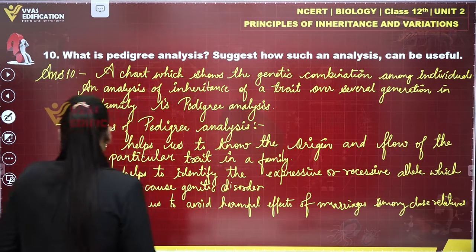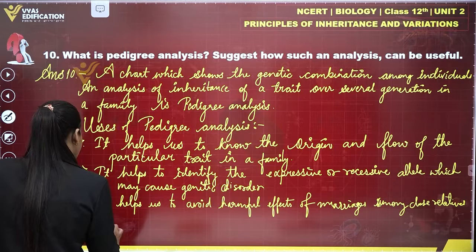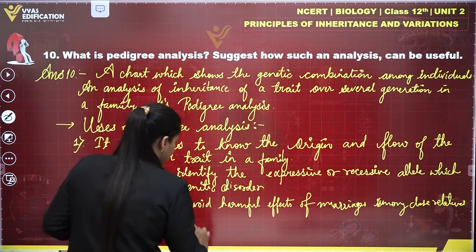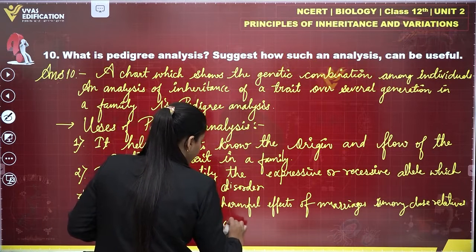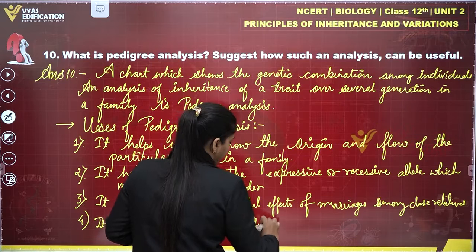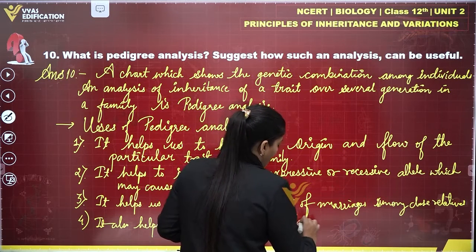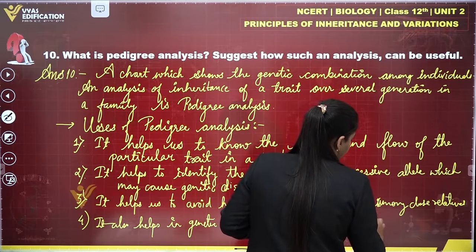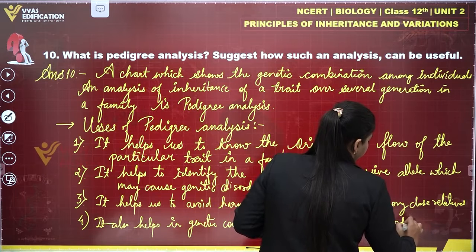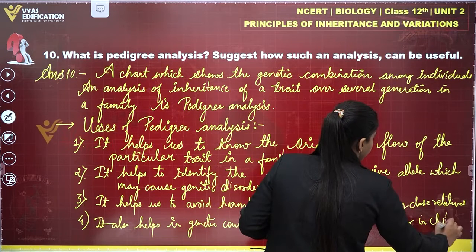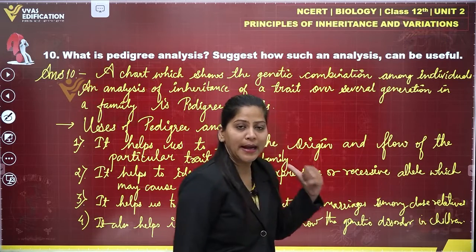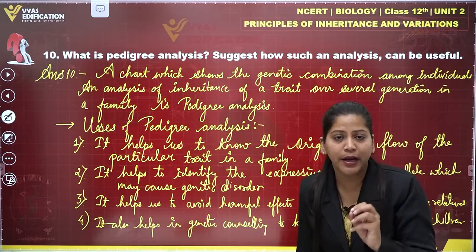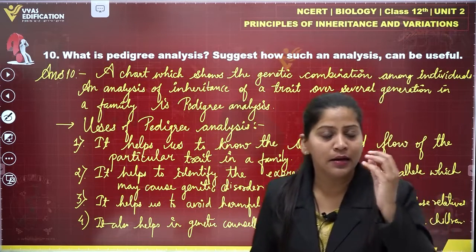Alright, and last but not least, it also helps in genetic counseling, to know the genetic disorder in children. By this pedigree analysis, one can get to know the defective allele, one can get to know the defective trait which can cause genetic disorder in children.